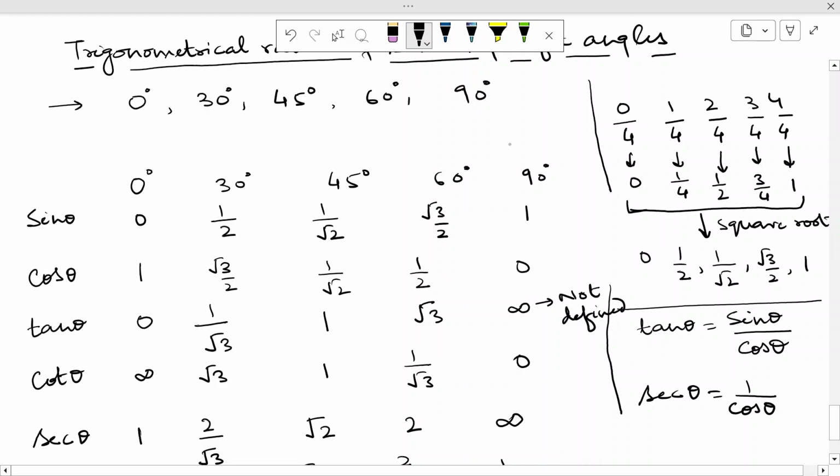So, this is all for this video, and in the next video we will discuss some problems on the specific values of the trigonometrical ratios, and we will discuss some more concepts on trigonometry.